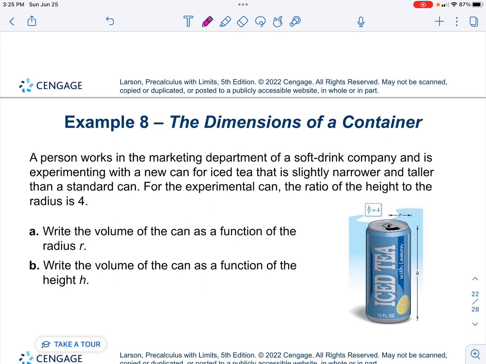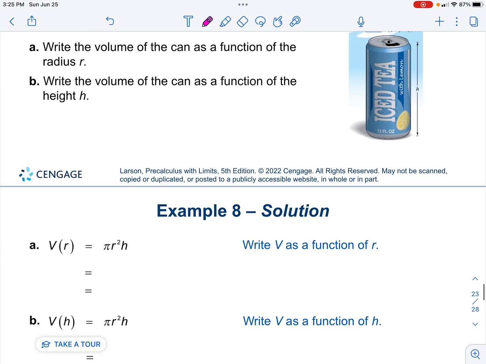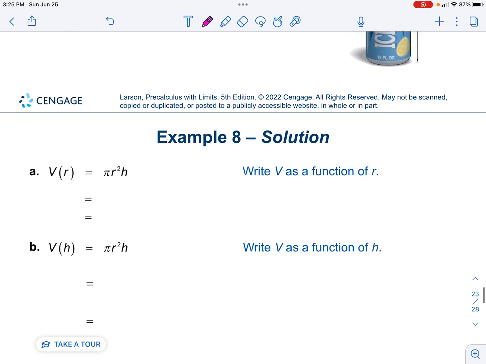It says that for the experimental can, the ratio of the height to the radius is 4. So write the volume formula for the can as a function of r, and write the volume formula for the can as a function of h. So we'll go ahead and take a look. Here is the volume formula of a can. If it says write it as a function of r, what we want to do there is only have r's in it. We don't want to have h's in it.